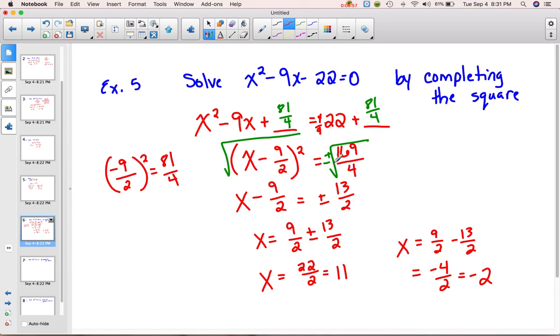Some of your homework problems do ask you to solve it by completing the square, so you should give that a try.